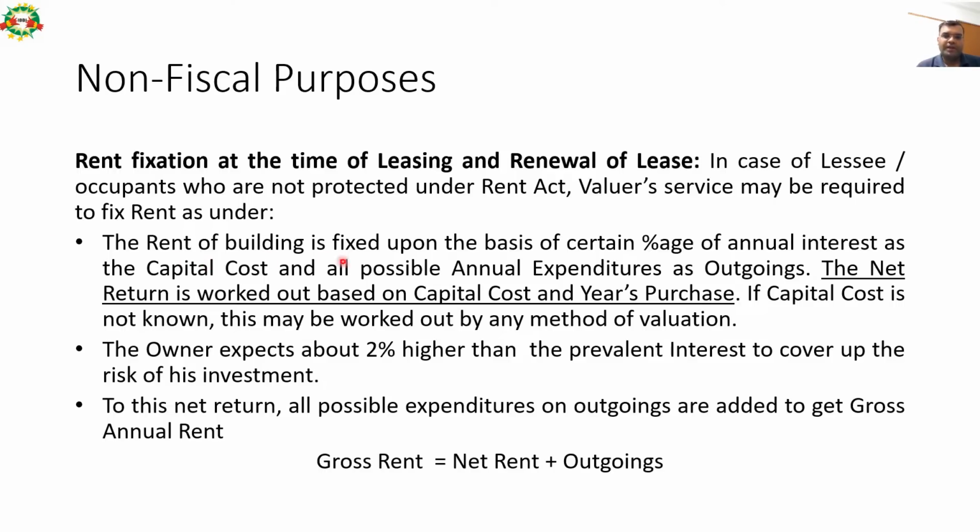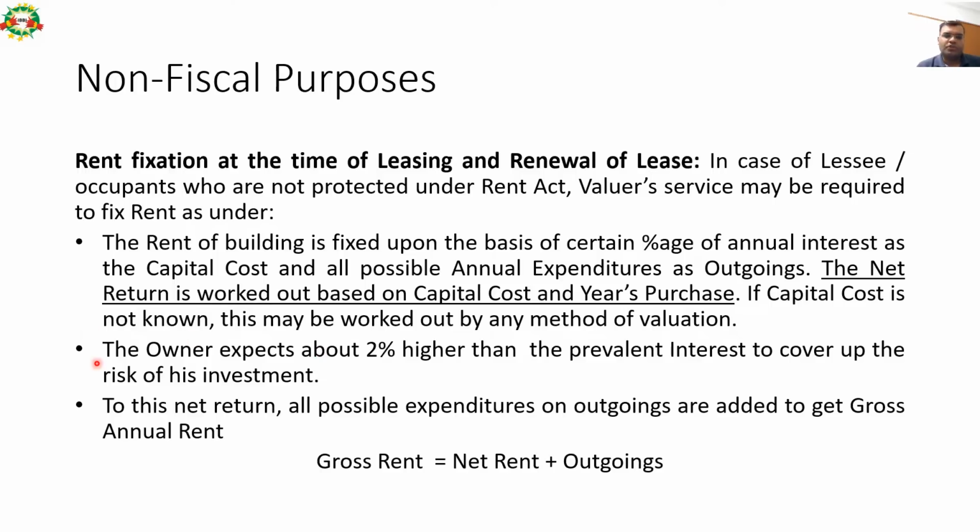The rent of a building is fixed upon the basis of a certain percentage of annual interest on the capital cost and all possible expenditures as outgoings. The net return is worked out based on capital cost and year purchase. If capital cost is not known, this may be worked out by any method of valuation. Three methods we have understood in the previous session.